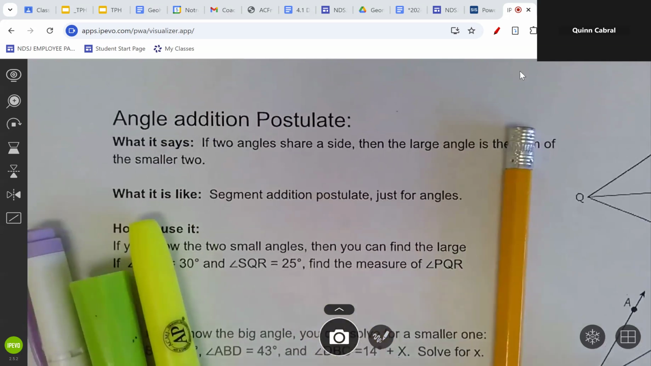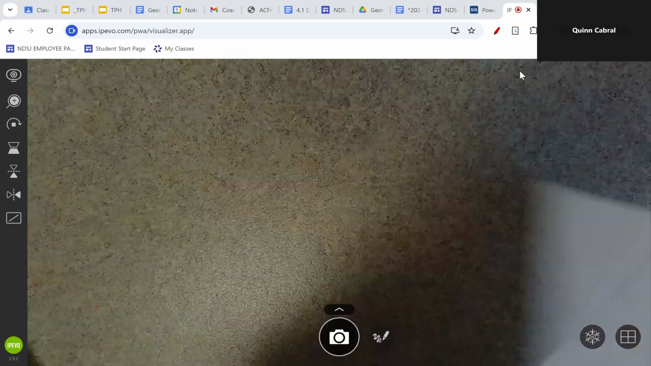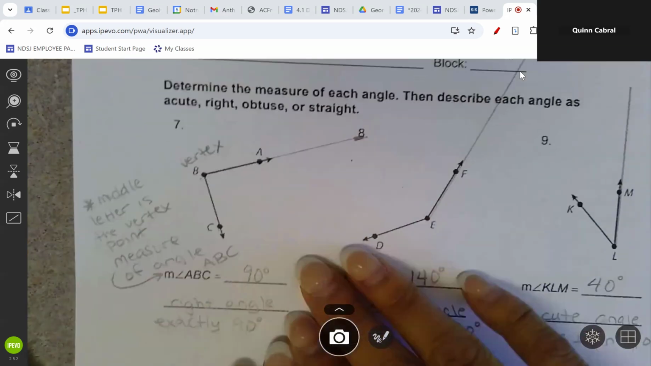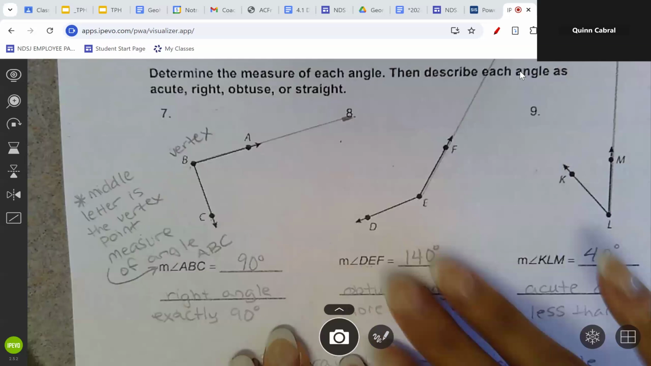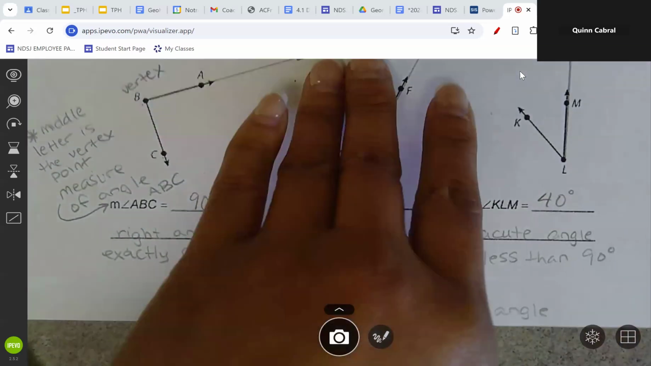All right. So this paper is what I passed out last class. It covers how to measure angles on the other side. So what we covered the other day about measuring angles, that's what we're going to be using on the other side of it.